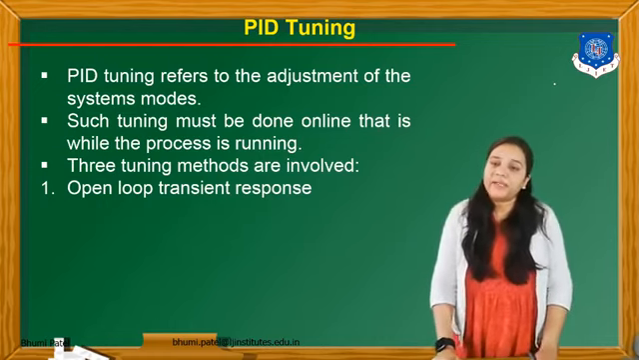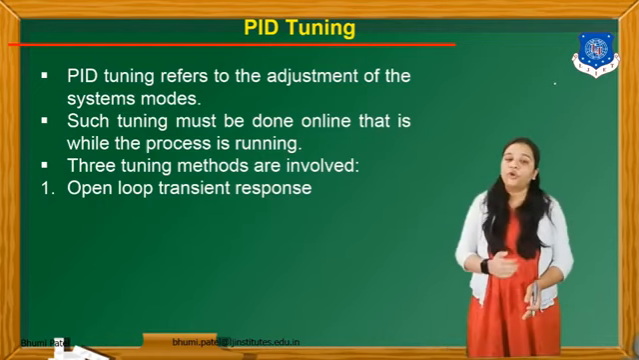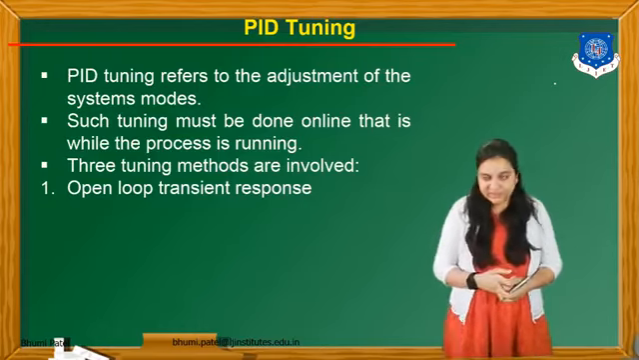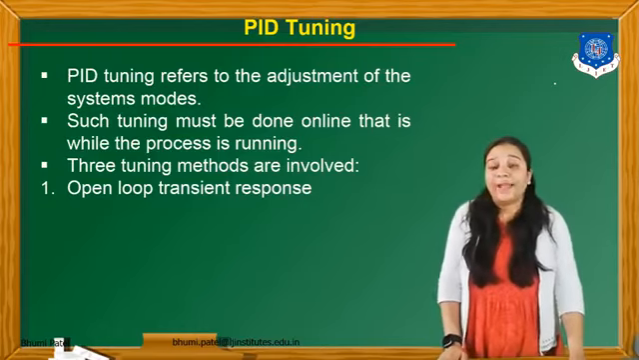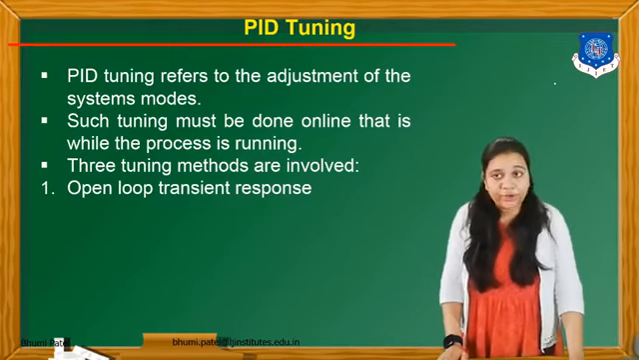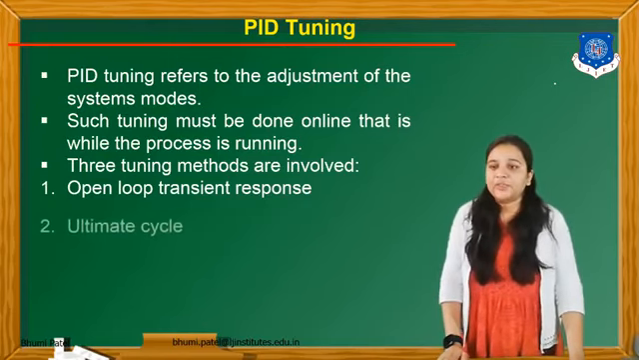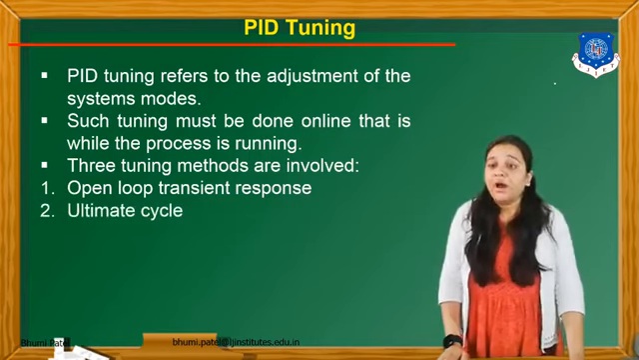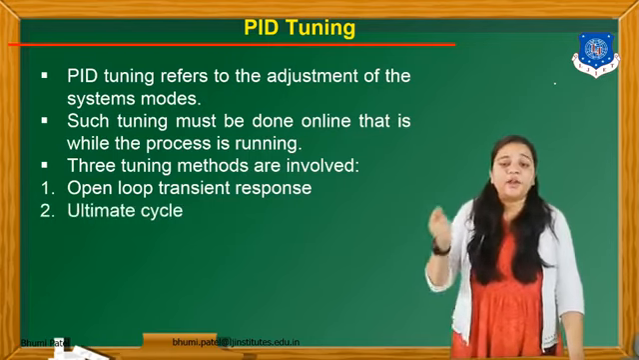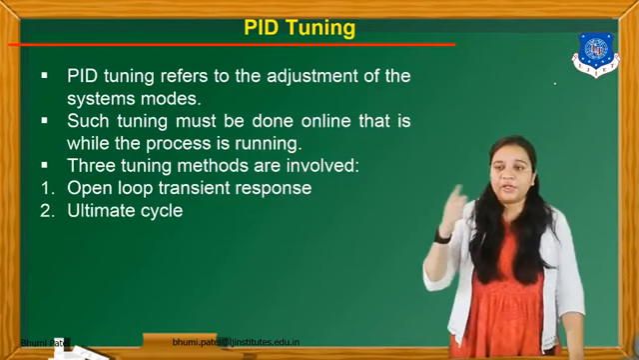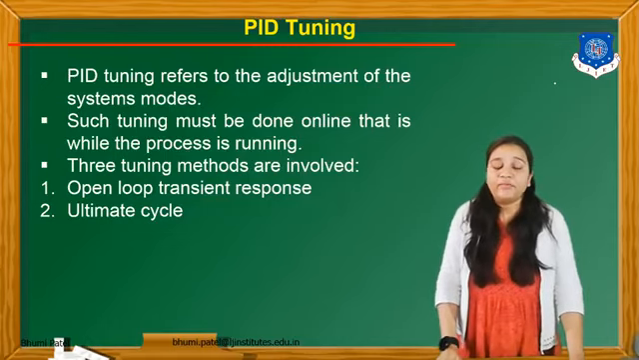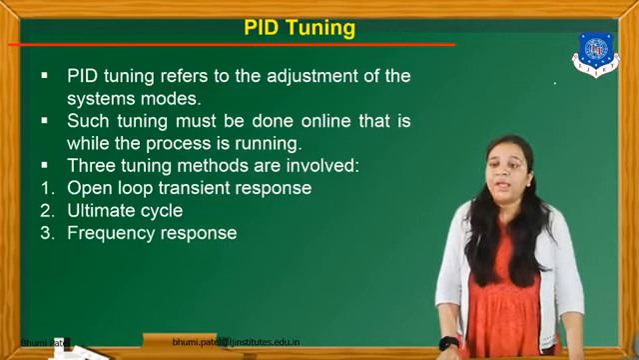If we can get the perfect output, we cannot go through the closed loop system. Okay, so the first method to use a PID tuning in the PLC module is the open loop transient response. The second one is the ultimate cycle. We can continuously check the feedback element using the ultimate cycle, and we can set the output proper.